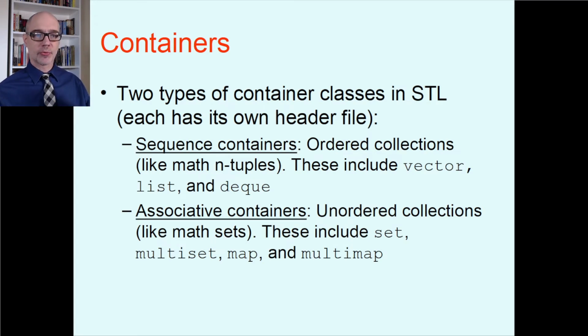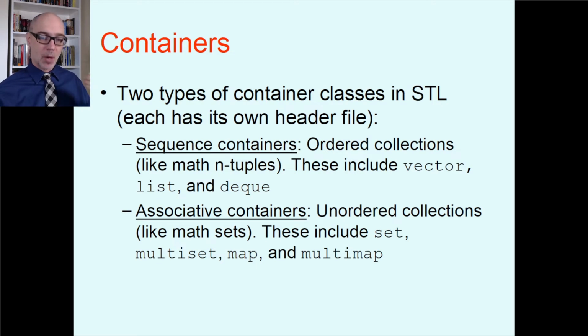Now, the other flavor of containers are called associative containers. And those are things that are unordered collections, like mathematical sets, where the order does not matter. And sometimes that's what you're dealing with. So you want a container that has that behavior. And in the standard template library, some options for that is there's a class called set that works just like a mathematical set. You can store a bunch of stuff in it, and the order doesn't matter.